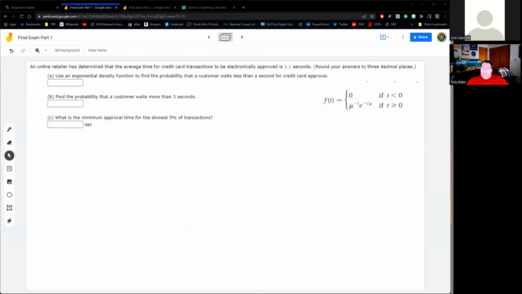Next one, let's look at a probability one. This is the formula you're going to need for the probability. Remember that mu is the mean or the average. So for this problem, we don't even have to really worry about the zero part. So it's f of t equals 1 over 1.1 e to the negative t over 1.1. That will be my function that I'm going to use to do my integration.